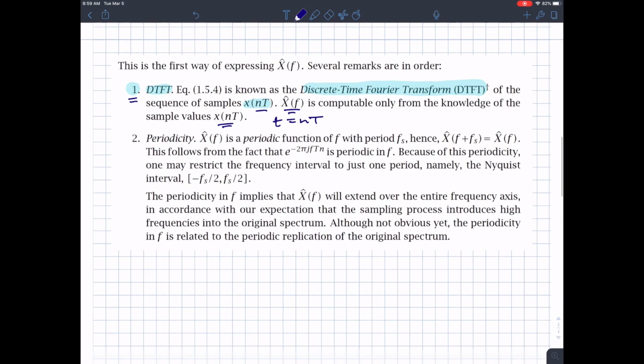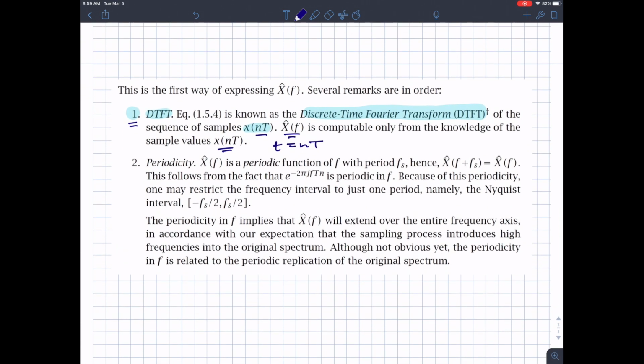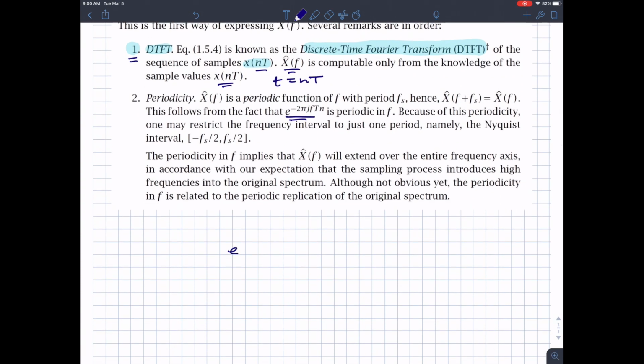Okay. The other thing I want to talk about is when you look at this function, I'm going to go ahead and use normalized frequency. I'm going to call this e to the j omega n. All right, so we've talked about that before. So this is a normalized frequency version of this.